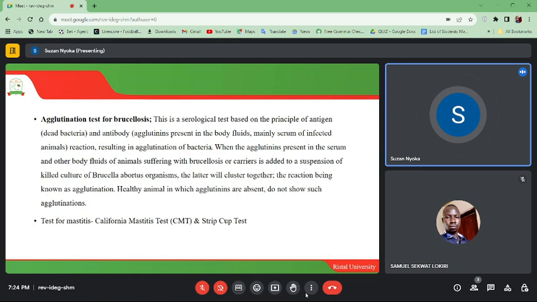such agglutination. Yeah. This is mainly a test for brucellosis, whereby you introduce the dead bacteria, and then if this bacteria is actually present in the animal, agglutination occurs. But if it is not there, agglutination does not occur. So you need to do this test also frequently to prevent, of course, the spread of brucellosis amongst other animals. And then test for mastitis. You can use the California mastitis test or the strip cup test.